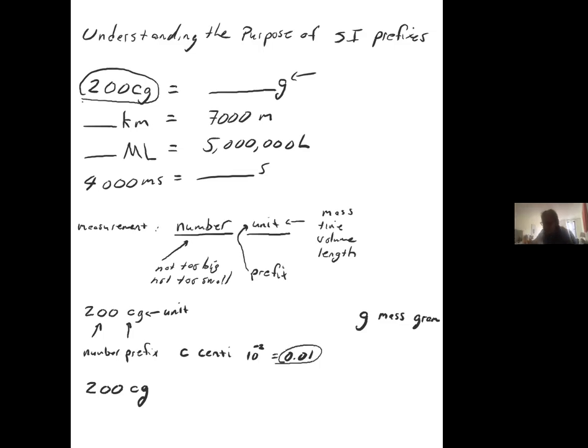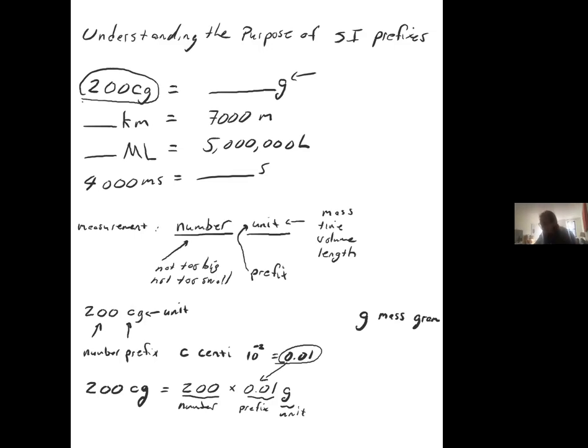Okay, that's what centi is. So 200 centi. I'm going to write it as times 0.01. Then I'm going to write the unit. So here's the number, here's the prefix, and here's the unit. In many values, you can see there are three parts: the number, the prefix, and the unit. But what I've done here is substitute the actual number in for the prefix.